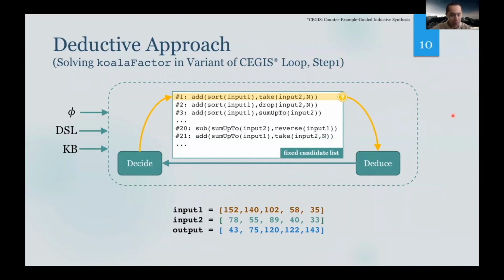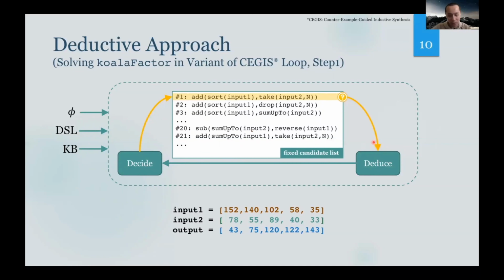For deductive approaches, this picture shows you a variant of the CEGIS loop. There are basically two components in the loop, namely a decider and a deducer. For this loop, the input will be the specification phi, a DSL, and a knowledge base. Notice that the knowledge base here can be a simple data structure that stores all the rejected programs, so that the decider will not have to enumerate them again. Every time the decider proposes a new program P here, this P will be fed to the deduce module. And the deduce module will tell the feasibility of this program.